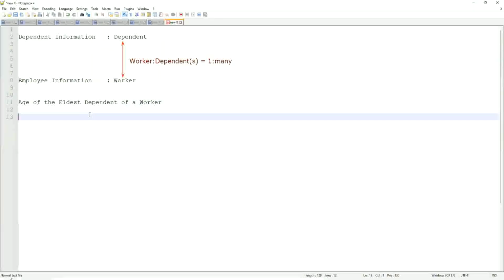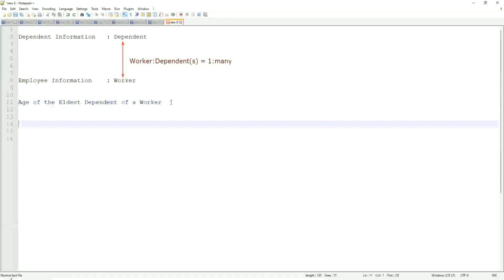First, we have to find out who is the eldest dependent. Then we find out what is the age of that eldest dependent. We break it down into smaller pieces. Now, eldest dependent. One worker may have many dependents. When you have multiple dependents, how do you find the eldest dependent? Based on what? Based on the age. Based on the age of the dependent.